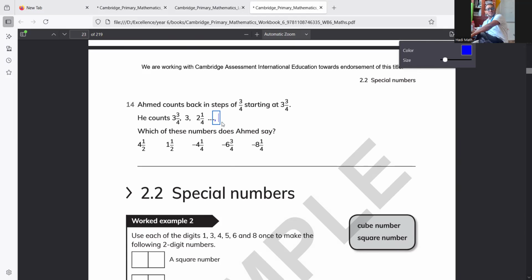Now here, when you subtract 3 over 4, you need to change this one to an improper fraction. How do you change to an improper fraction? Remember, when we have 2 and 1 over 4, to change it to an improper fraction, we multiply 2 by 4, and then we add to it the 1. This is multiplication, and this is addition.